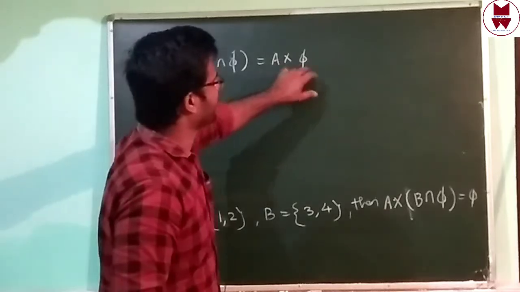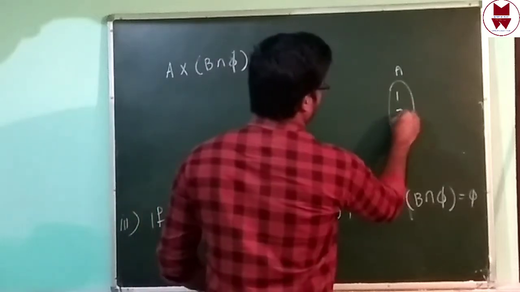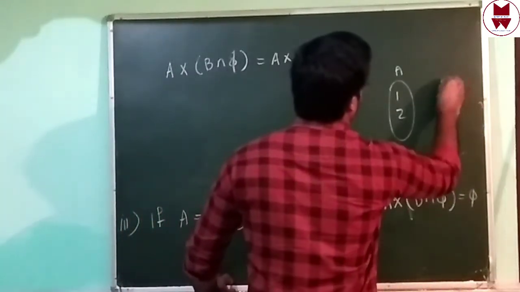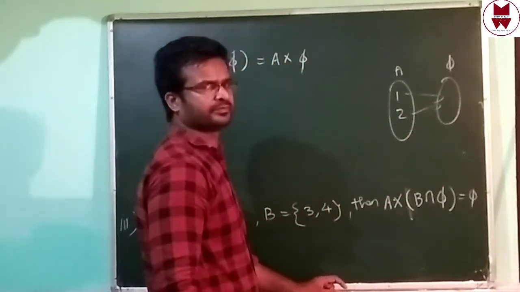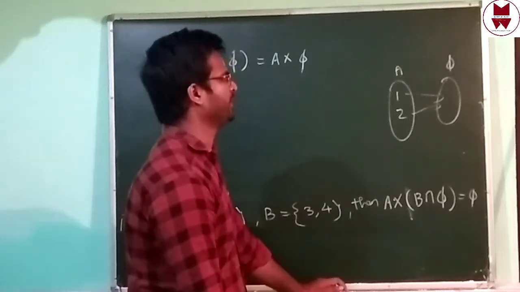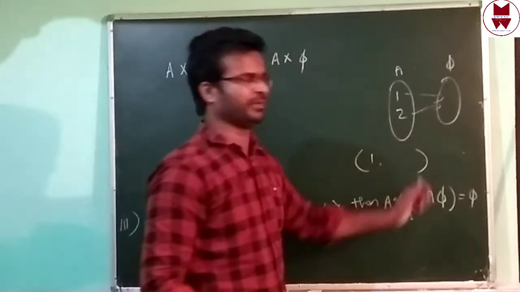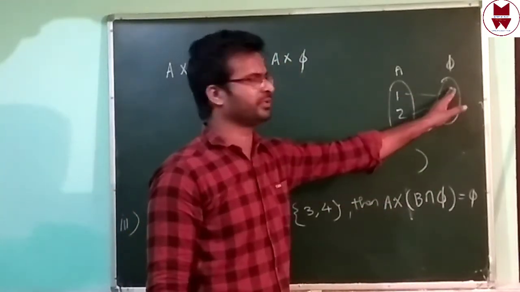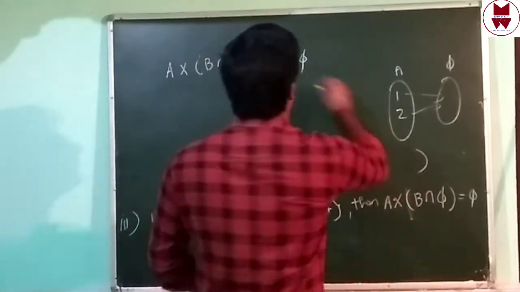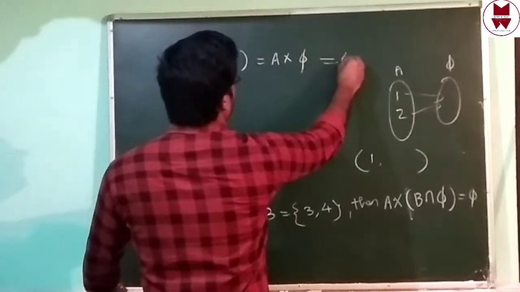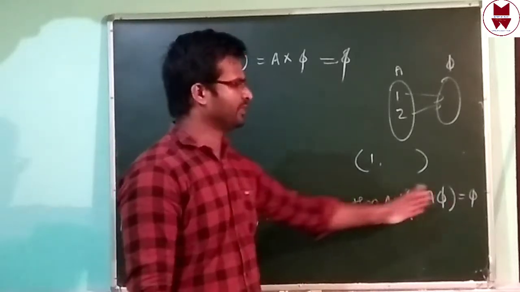Then A cross empty set. Look, this is A. A means 1, 2, 2 elements, isn't it? The second one is the empty set, no elements there. Can you make any relation or ordered pair here? We cannot make any ordered pair because in an ordered pair we need 2 numbers, isn't it? The first number we can write 1, but what will we write as the second number? We cannot write any number in the second place. That's why A cross empty set, we cannot make any ordered pair. That's why this is the empty set. Then the given statement is true.